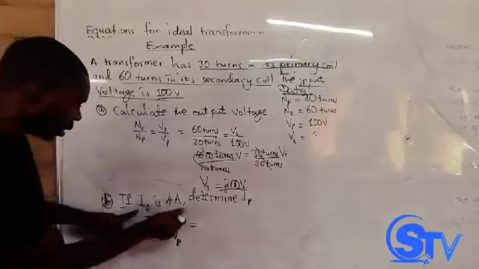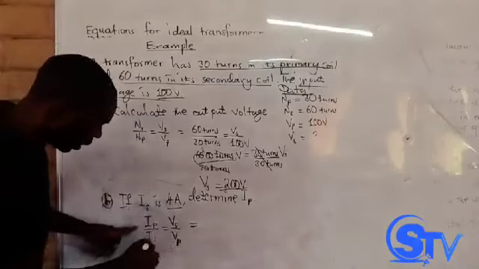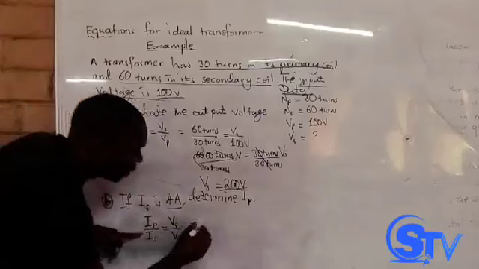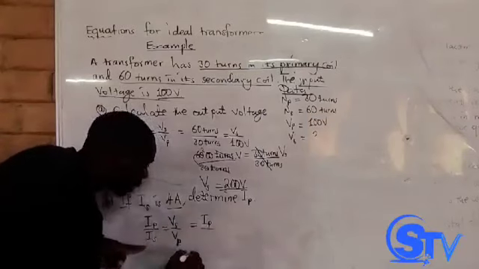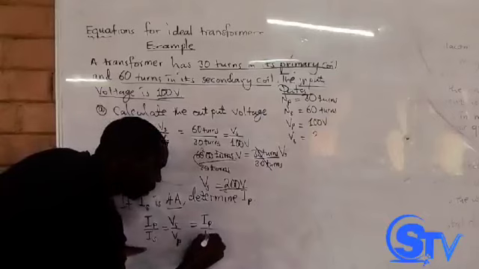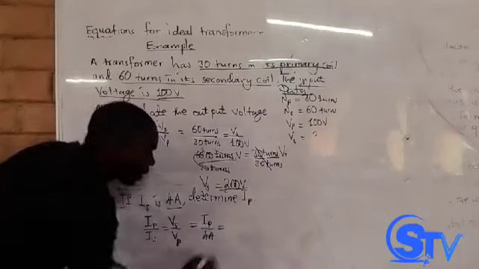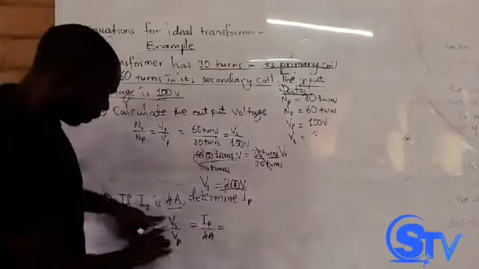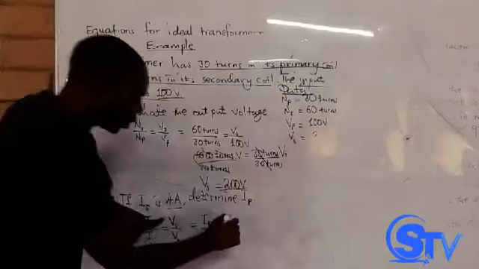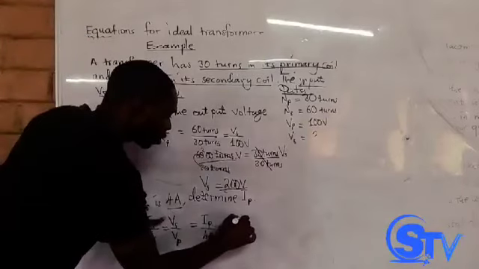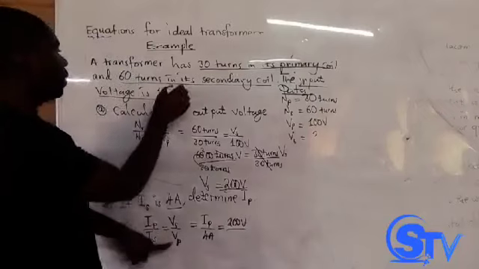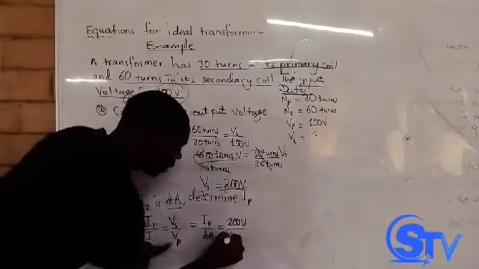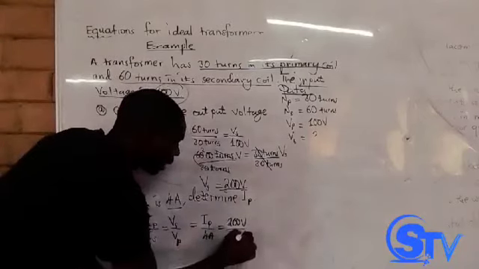So current in the primary, let's check. This is the current in the secondary. Current in the primary, we do not have it, so we are going to say current in the primary, we do not have it, over current in the secondary, which is 4 amps. This is equal to voltage in the secondary, we have it, which is 200 volts, and then voltage in the primary, we have it as 100 volts.